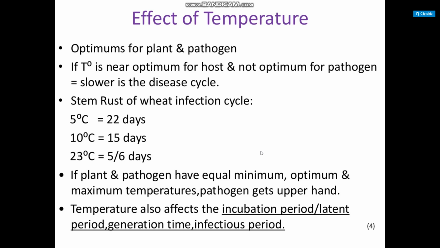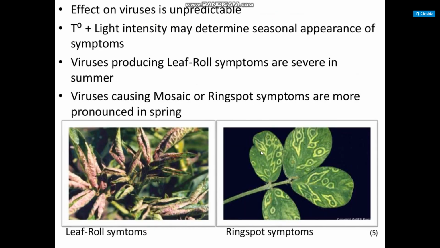Temperature also affects the incubation period, germination period, and infectious period. The effect on viruses is unpredictable. Temperature and light intensity may determine the seasonal appearance of symptoms. Viruses producing leaf roll symptoms are severe in summer. Viruses that cause mosaic and ring spot symptoms are more pronounced in spring. Here we can see leaf roll symptoms, and in the second image ring spot symptoms.